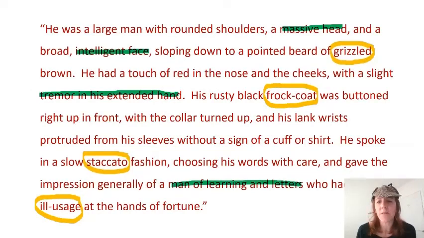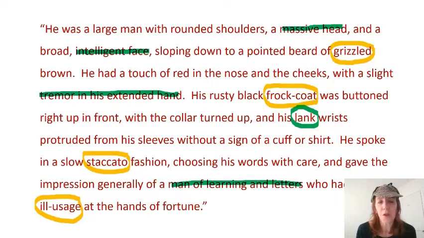His lank wrists, I wonder what the word lank means, we can look at that a bit more in detail, without the sign of a cuff or a shirt. So his coat is obviously the main item of clothing that he's got on. Something has happened to this rather intelligent man. He's shaking, he's obviously worried and anxious, his red nose, he has got his collar turned up, he's hiding. Something awful has happened to this man and he's obviously not feeling very good.